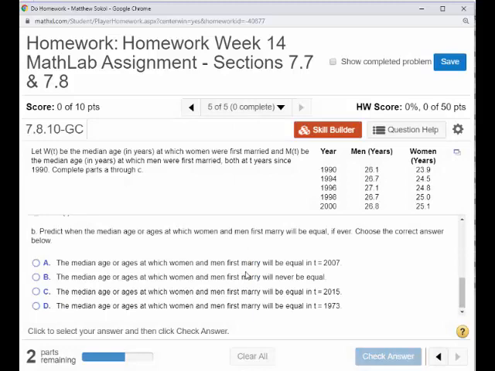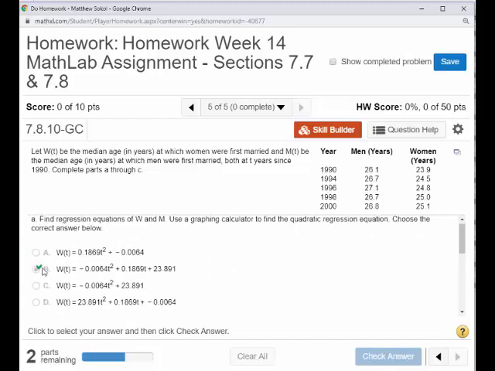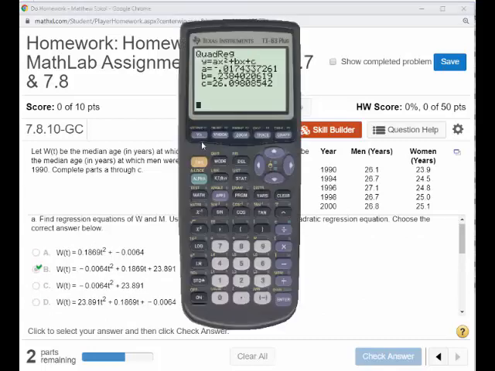Fantastic. Let me help you get the next one going. Predict when the median ages at which women and men first marry will be equal, if ever. To do this, you want to take the two equations you just found and go to the Y= button and plug them in. It was negative 0.0064 x squared plus 0.1869 x. Oh, shoot, sorry, going up here I hit enter by accident.